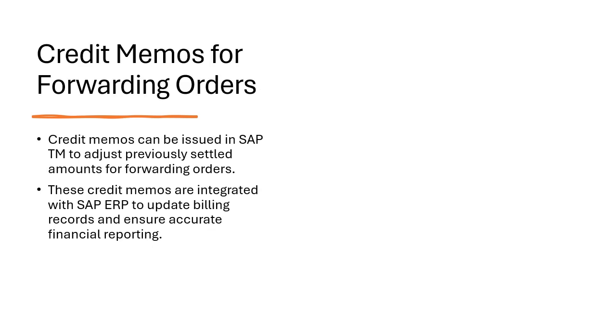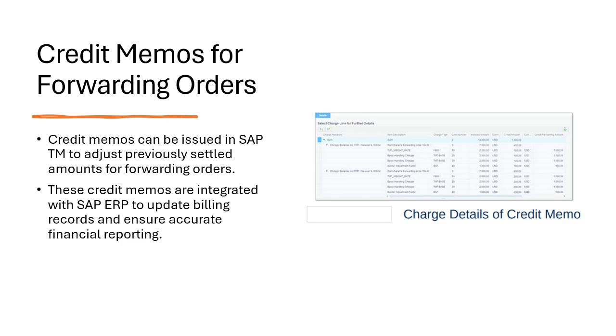Next is the credit memo for forwarding orders. This credit memo allows adjustments to be made for previously settled forwarding orders, especially when discrepancies or changes in charges occur. SAP TM supports the creation of credit memos to ensure accurate billing and settlement. This figure shows the charge details with a credit memo, showing how corrections are applied for specific charges in forwarding orders. The figure also shows the structure and content of credit memos for forwarding orders.